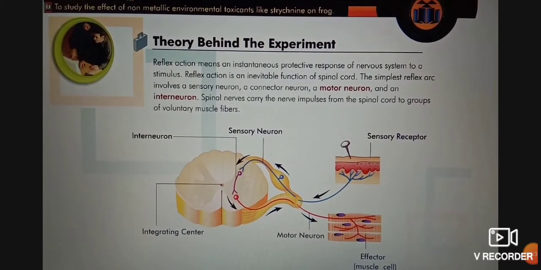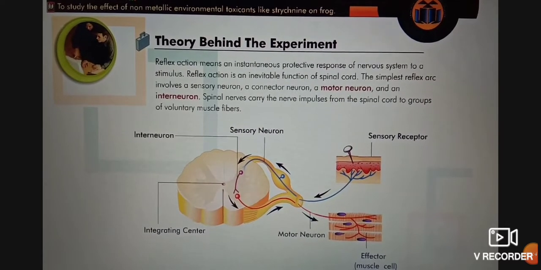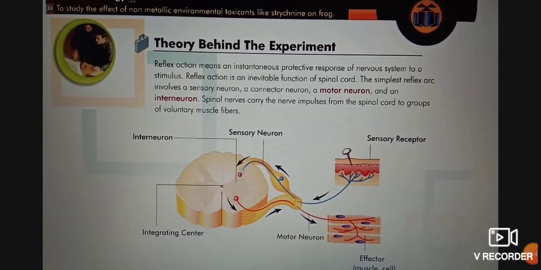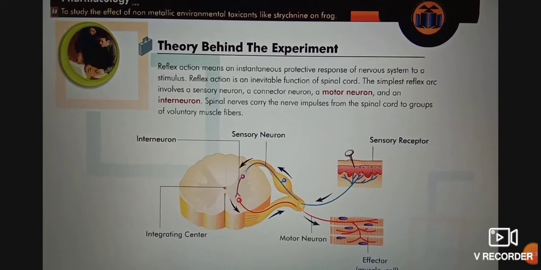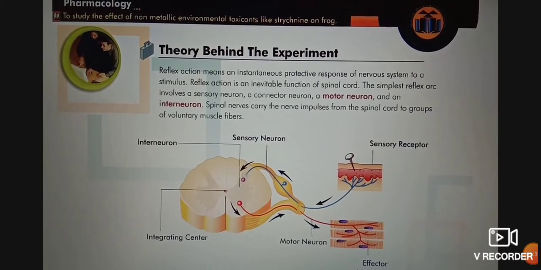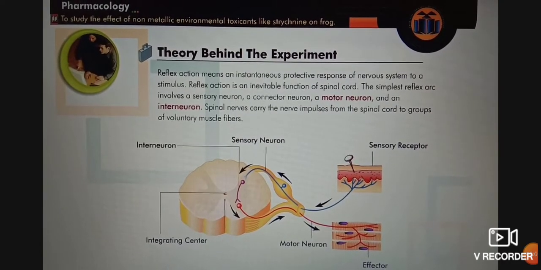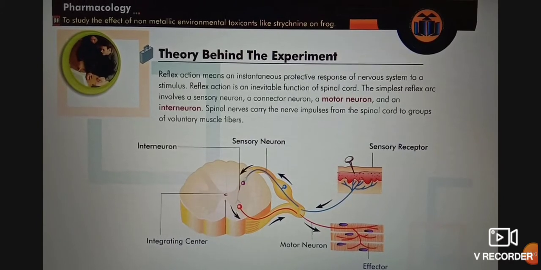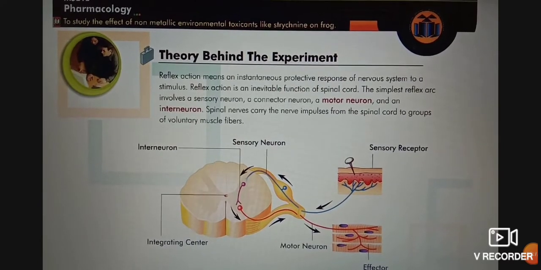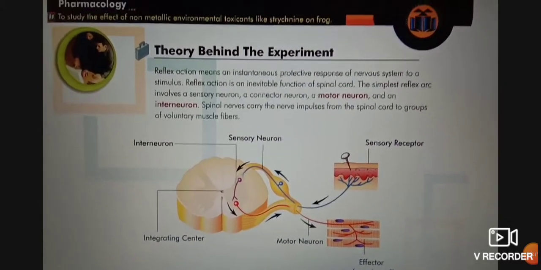Okay, and the simplest reflex arc, which types of neurons are involved in that reflex arc? That includes sensory neuron, connector neuron, motor neuron and interneuron. In this image you have to see clearly the different types of neurons: sensory neuron, then interneuron, connector neuron and motor neuron. So spinal nerves carry the nerve impulses from spinal cord to the group of voluntary muscles. Any reflex action is involuntary in nature and the impulses carry from the receptor, that is from spinal nerves, towards the muscle fibers, that is, to the effector organ.